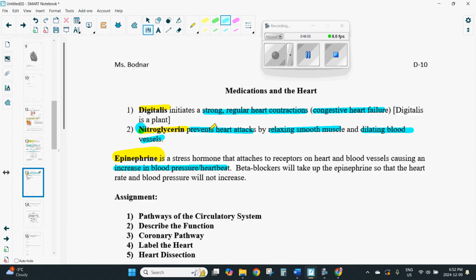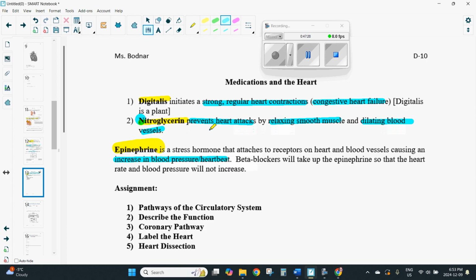Beta blockers will take up the epinephrine so that heart rate and blood pressure do not increase. So if you're in a scenario where you do have a high blood pressure or a high heart rate, doctors may be giving you beta blockers so that it can get rid of some of the epinephrine, which means that if there's less epinephrine in the body, your blood pressure and your heart rate will actually go down instead of remaining high.